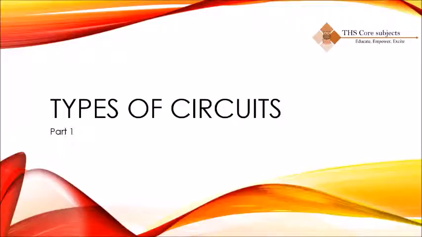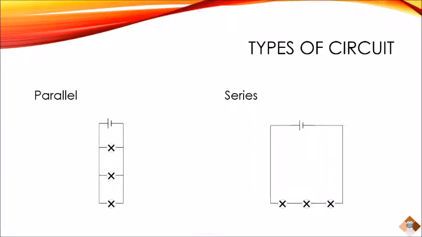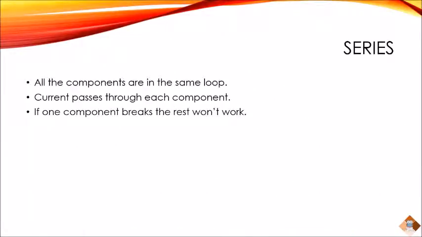Types of circuit. Part 1. There are two types of circuit, parallel and series. Let's look at series. Components that are connected one after another on the same loop of the circuit are connected in series. The current that flows across each component connected in series is the same. If one component in the circuit breaks, then the others won't work either, as the circuit is broken.